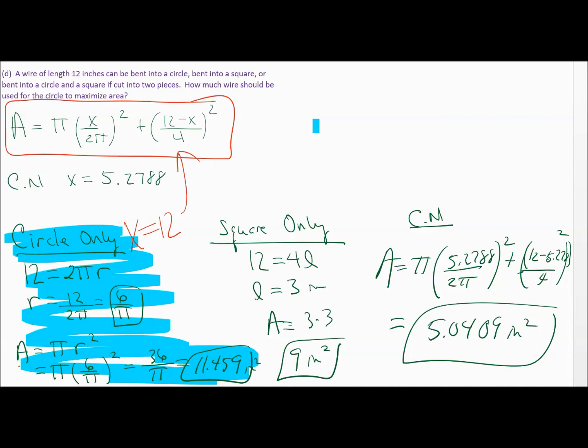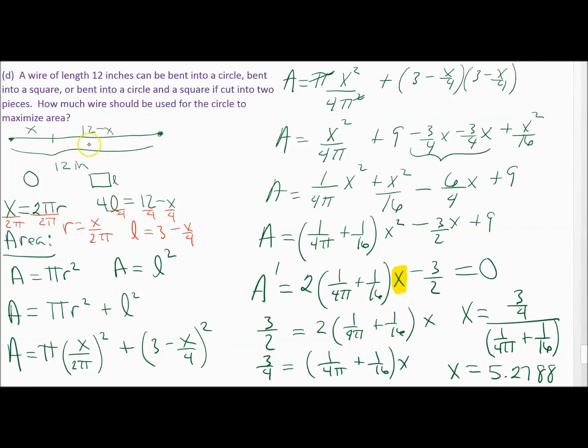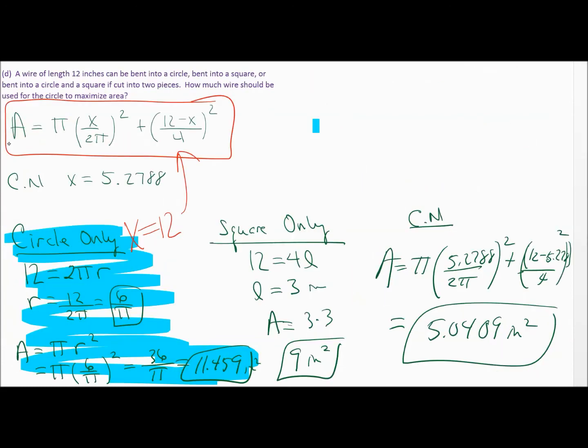On the other hand, for the square only, if you think about our picture again, the square only would mean x is equal to 0. No room for the circle, so you could use that formula to do square only with x equal to 0. And again, you should get 9 inches squared. And then finally, our critical number was that awful 5.2788 that you plug into the function, and you get a similar answer as before. And again, the largest was the circle.